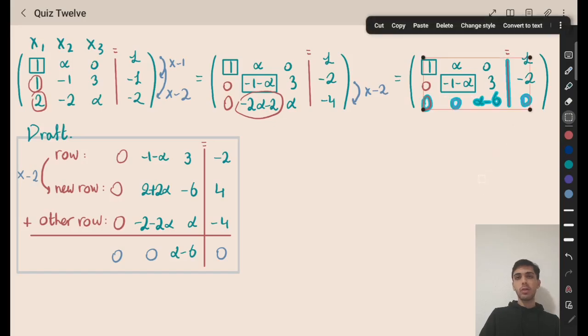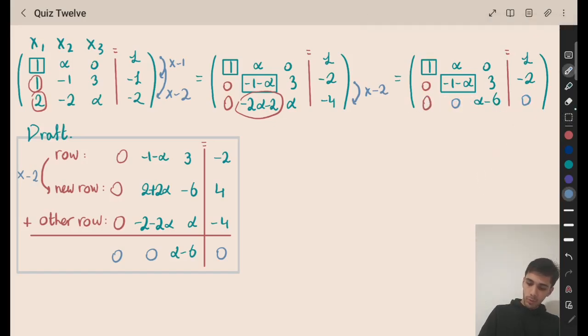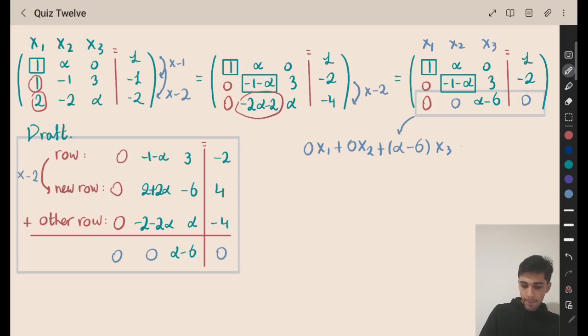What is this equation telling us? Let's see. If I focus on just the third equation, and read it off as I usually do, it's saying that 0x1 plus 0x2 plus, well, not 0x3, alpha minus 6 of x3 is equal to 0. This is, of course, 0. I don't need to write it, and this is, of course, 0. So this is what the equation is saying.